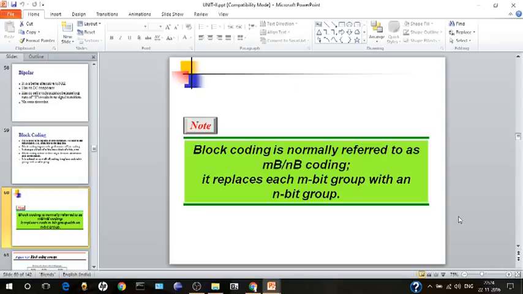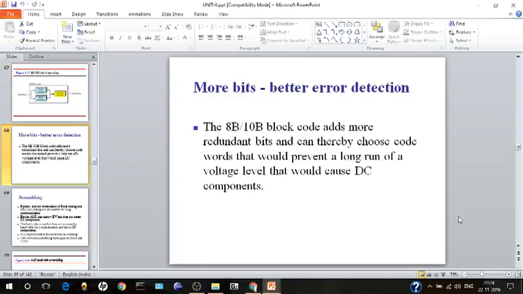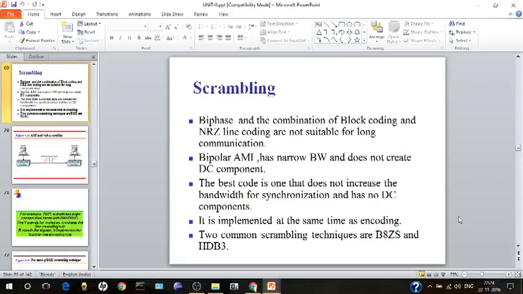Block coding has several things, but let's skip them because we are in a bit of a hurry. Let's go directly to scrambling. Scrambling is the best, very catchy. It does not increase bandwidth for synchronization and has no DC components. Okay, let's have a look at the graphs.